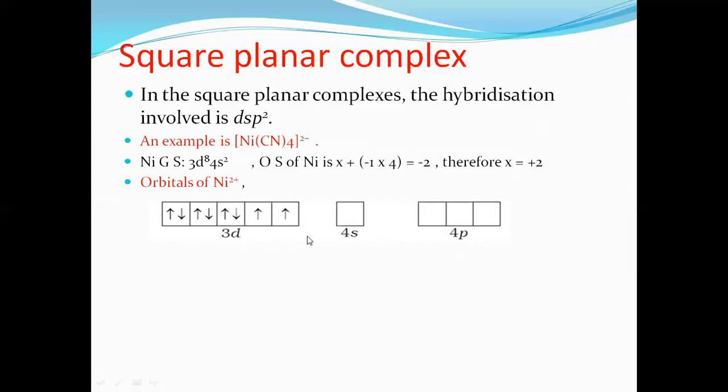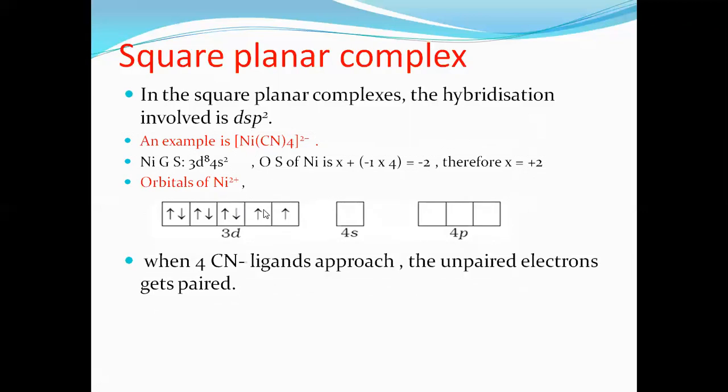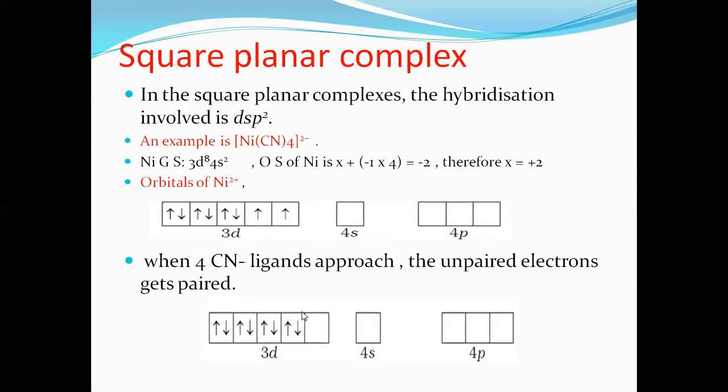In the previous complexes we have studied, the cyanide ligand has the capacity to pair up the unpaired electrons. Therefore, the last 2 unpaired electrons present in the d orbital undergo pairing. Now there are 4 ligands approaching, so 4 orbitals are required. One is utilized from d because it is empty, and only 4 are required. That's why 1, 2, 3, 4.